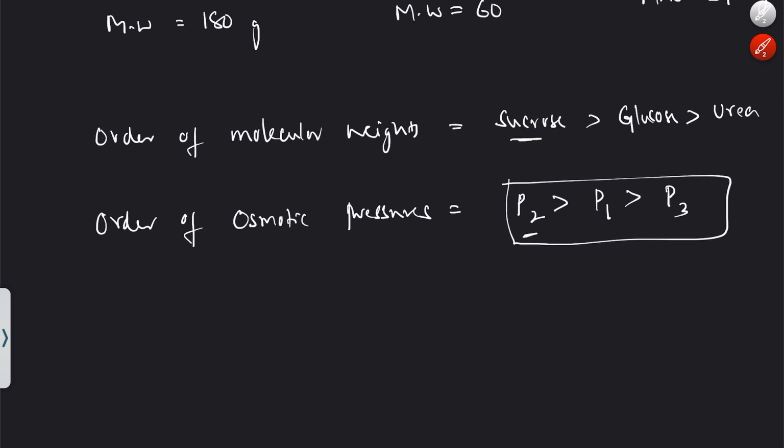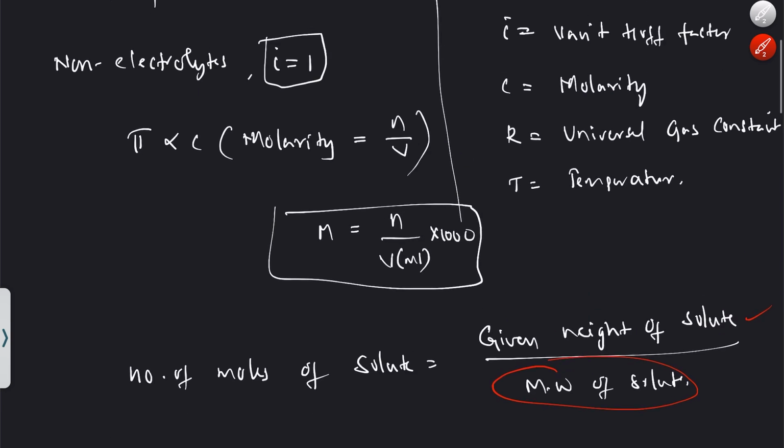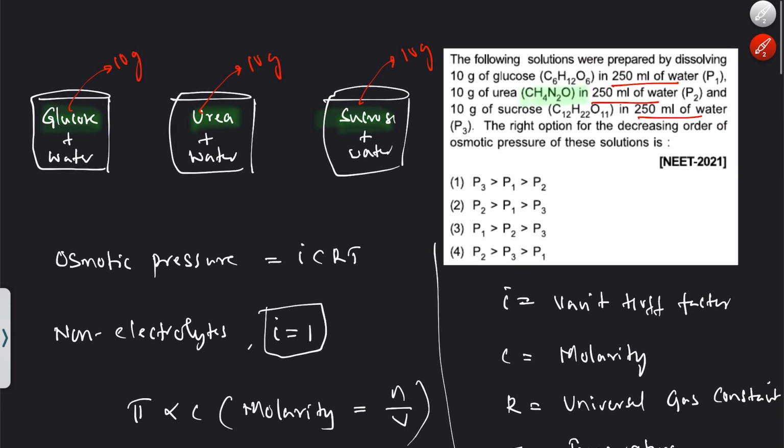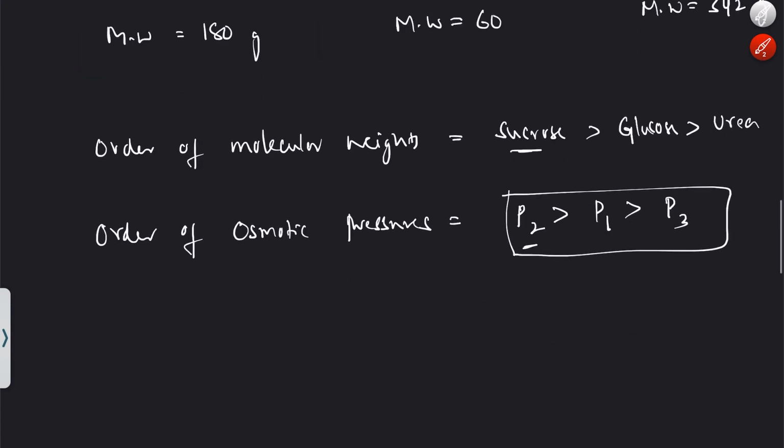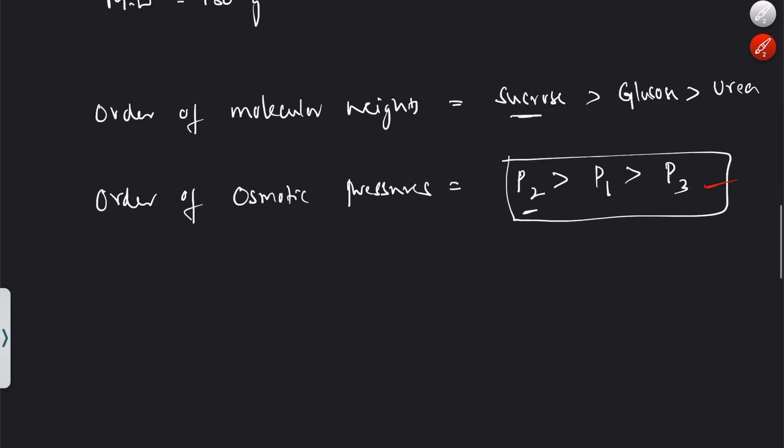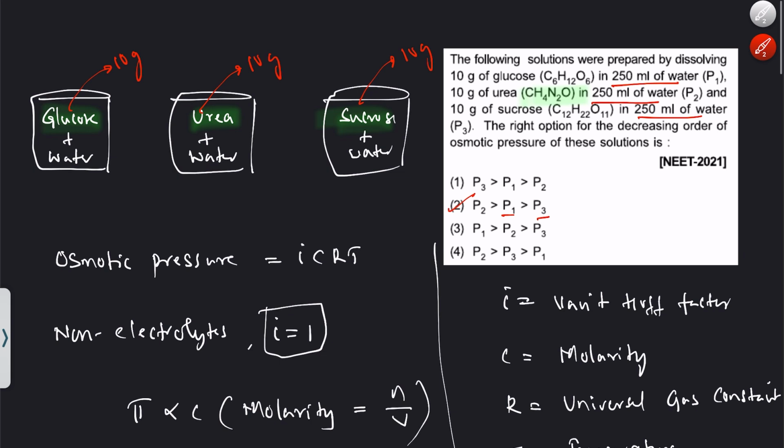So what is the answer? The answer is P2 greater than P1, P1 greater than P3. So let's mark the correct answer: first P2, then P1, then P3. The same is given here. Alright, so what is the correct option? Correct option is answer 2.